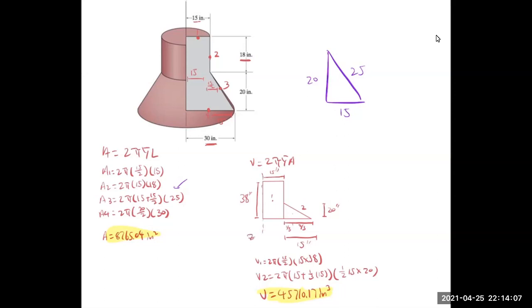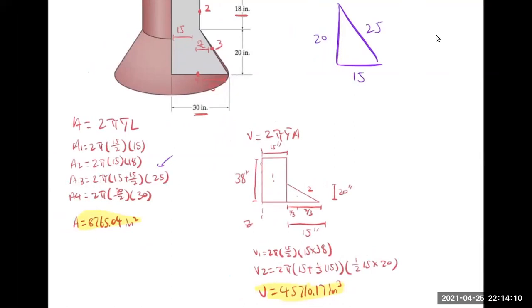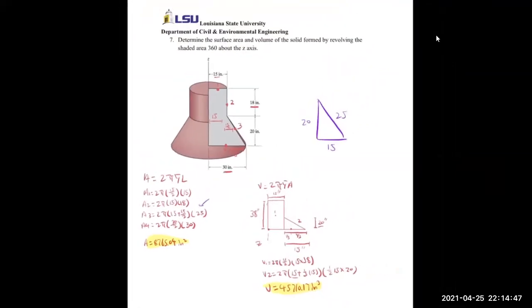Okay, so the V2, for that y bar, we have to consider from the origin to the centroid, which is at this point right here. So which will be that 15 plus 1/3 of 15, 15 inches. Okay, so that will be the y bar. And then for the area, the area for the triangle is 1/2 base times the height, which would be base, which would be the 15, and then the height right here, which is the 20 inches. Okay, so I got my V total volume will be 45,710.17 inch cube. Okay, so that's what I have for this question right here.